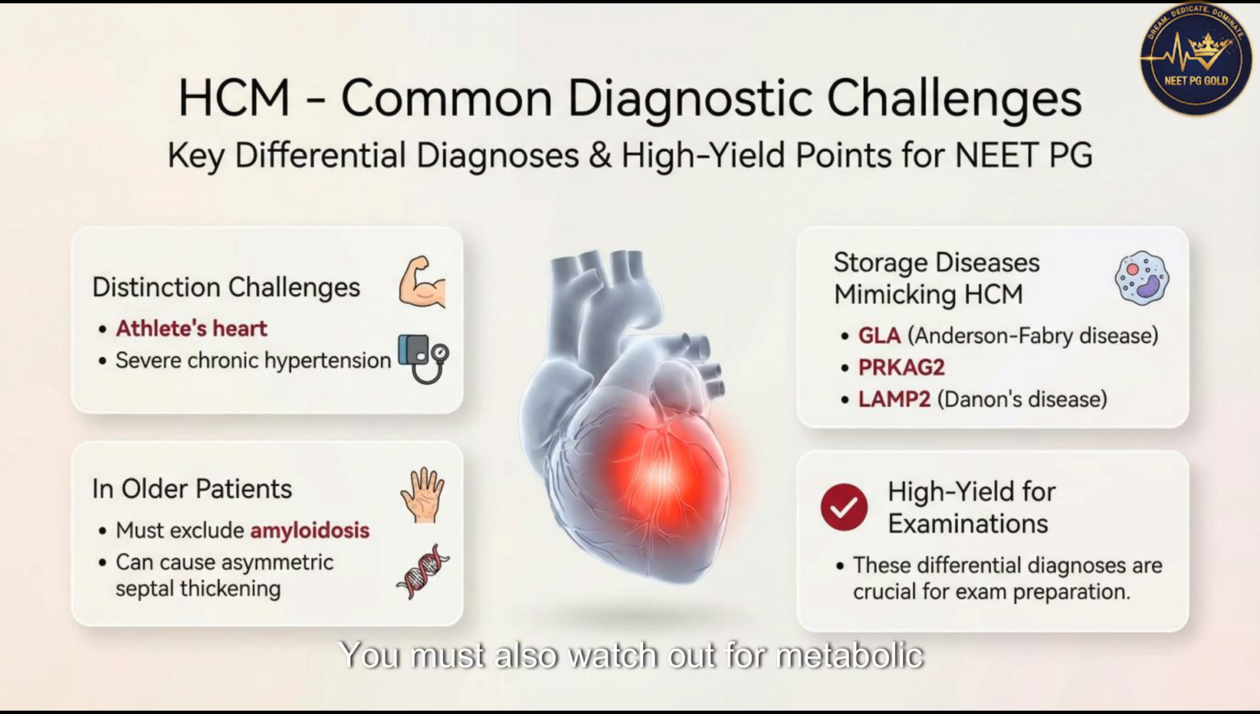You must also watch out for metabolic mimics. Storage diseases like Anderson-Fabry disease, PRKAG2 mutations, and Danon's disease can look exactly like HCM on an echo. In older patients, if you see asymmetric septal thickening, you must exclude amyloidosis. A classic NEET PG trap is an elderly patient with what looks like HCM, but also has neuropathy or proteinuria. That is likely amyloidosis, not classic sarcomeric HCM.